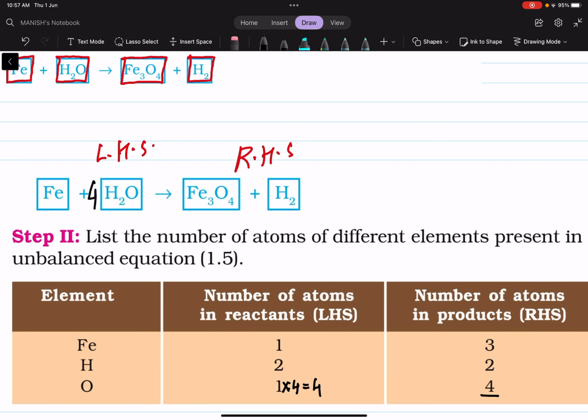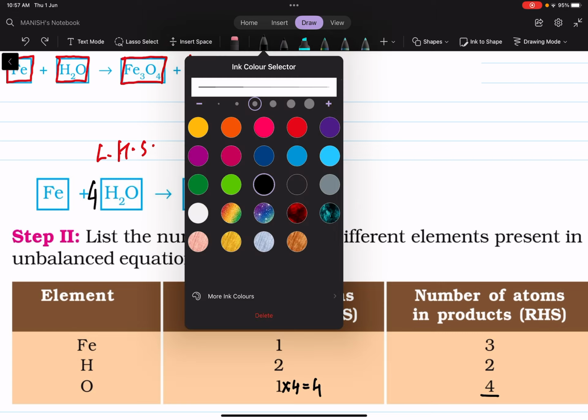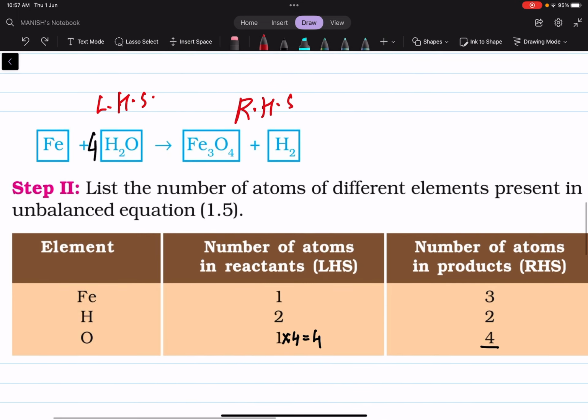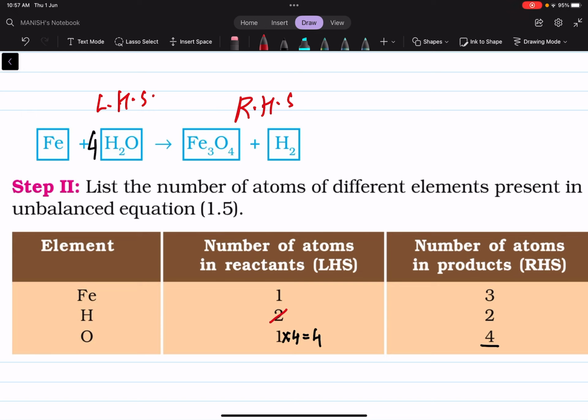Okay, so now oxygen atoms in the right hand side and left hand side are equal. But when I make the number of oxygen atoms equal, the number of hydrogen atoms is changed by default. So I have to mention the new number of hydrogen atoms in this table. Now the hydrogen in the left side is 8, right? So now we will try to balance any of the remaining 2 atoms. Let's make the hydrogen equal.